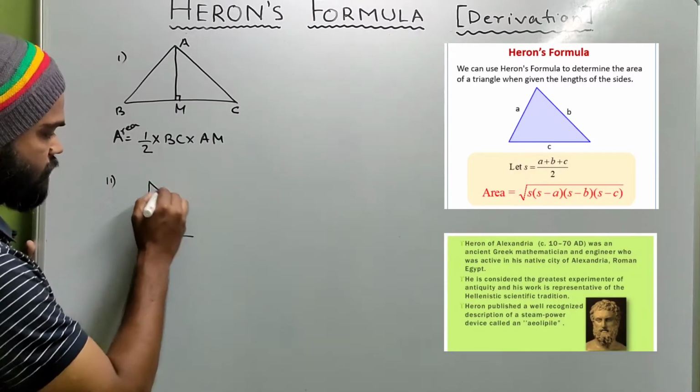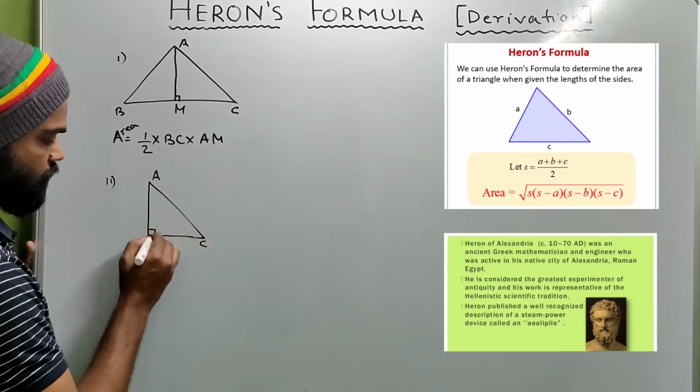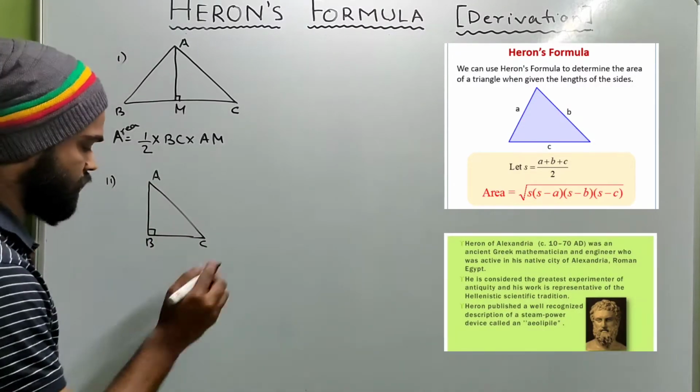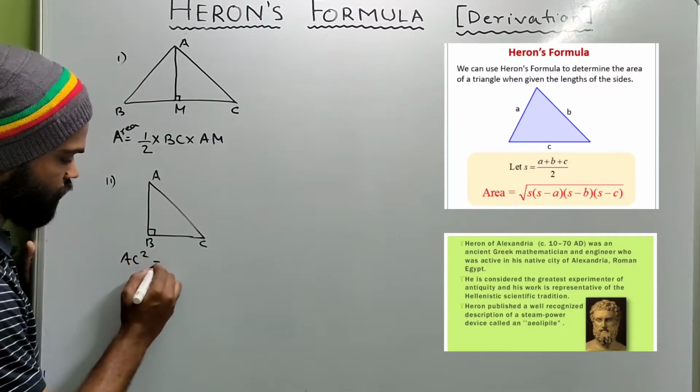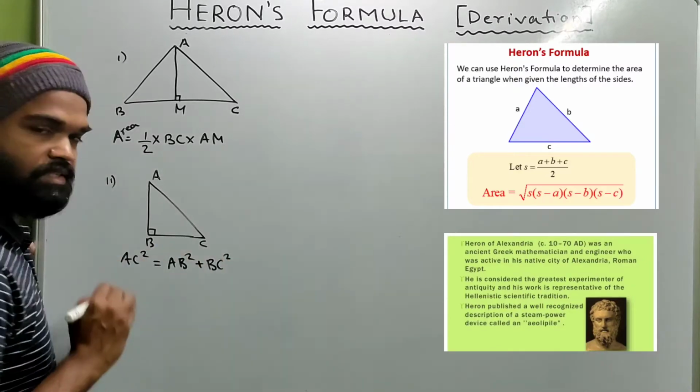Second thing, Pythagoras theorem. We all know that in a right angle triangle, suppose I've drawn a right angle triangle, right angled at B, then AC becomes the hypotenuse.